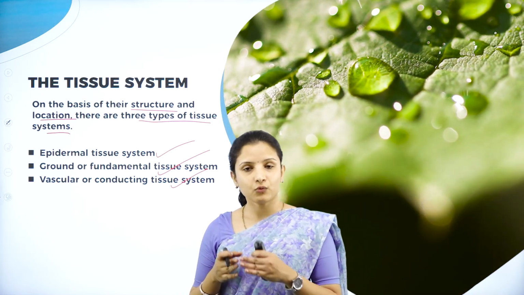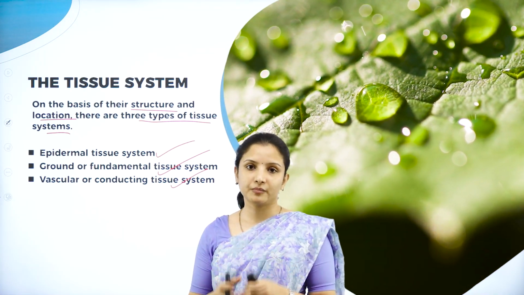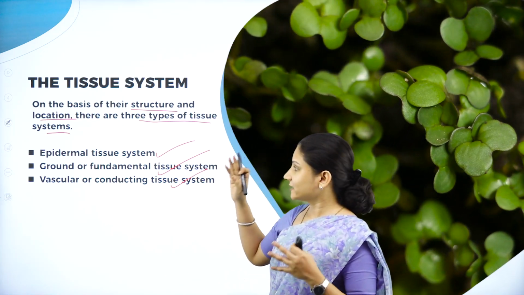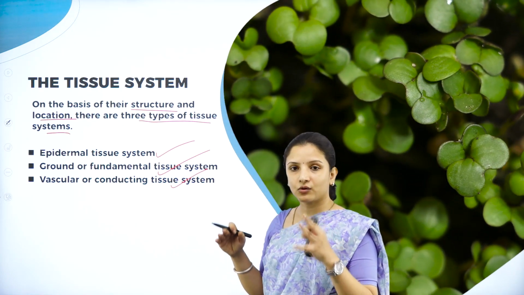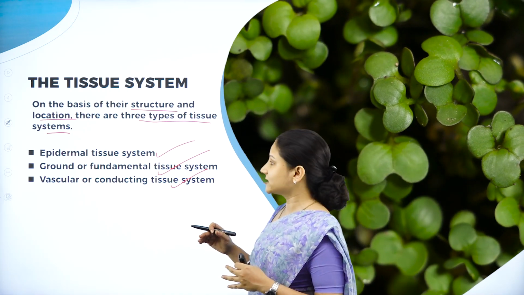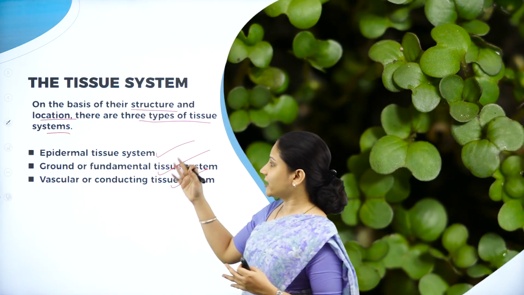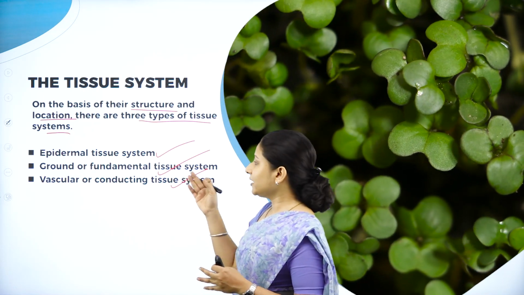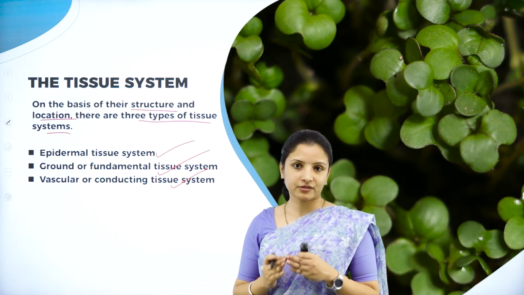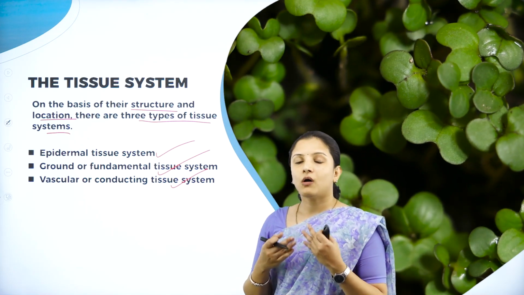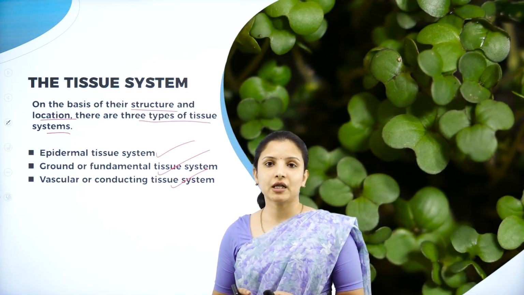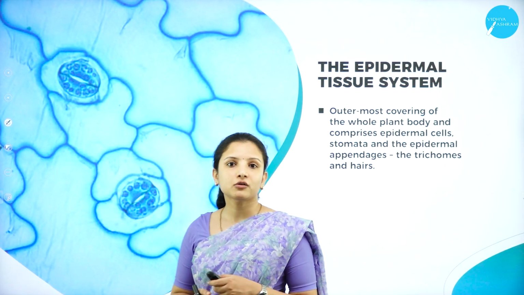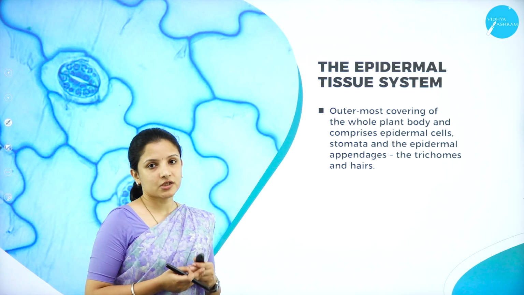So far you had learnt about the simple permanent tissues and the complex permanent tissues. The parenchyma cells, the collenchyma cells and the sclerenchyma cells come under the epidermal tissue and the ground tissue, whereas the xylem and the phloem come under the vascular tissue. In detail, how the structure of these cells looks like, we shall study in today's session. So first moving on to the epidermal tissue system.